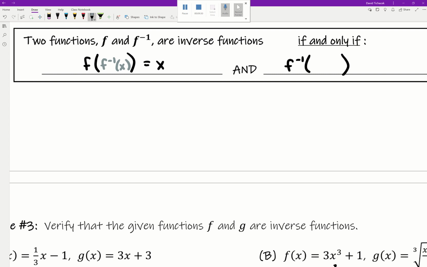And then in the second statement, we're basically going to say the reverse of that. If we take f inverse and throw in f of x, then of course, again, the idea is that f inverse is the machine that undoes what f does.